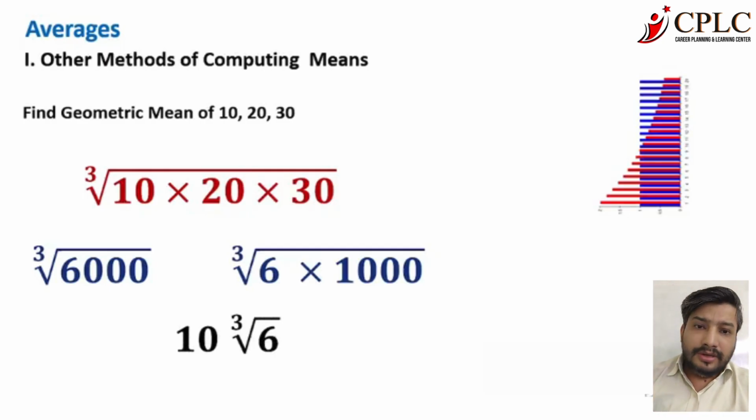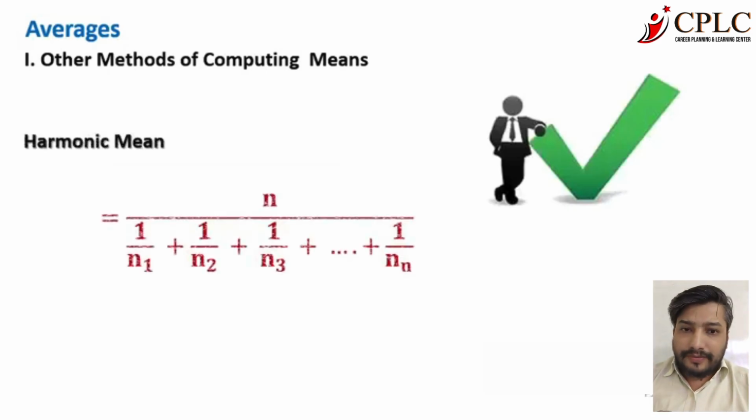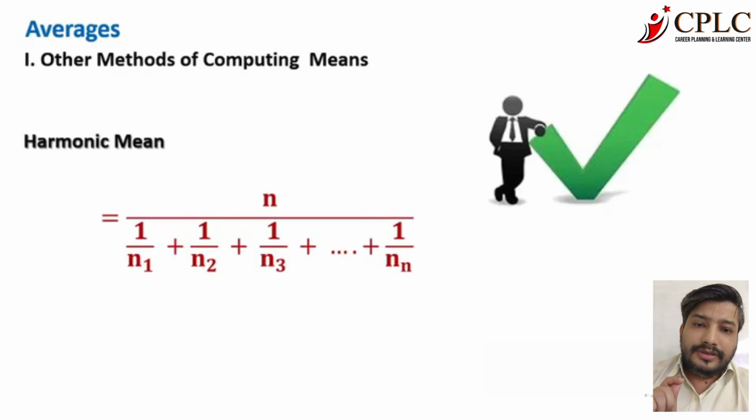So this is about geometric mean. Talking about harmonic mean, again a formula. The formula is n upon 1 upon n1 plus 1 upon n2 plus 1 upon n3 and so on and so forth. Similar philosophy, n1, n2, n3 are the numbers whose harmonic mean you have to find out, and n is the total number of values. So if you have 2 numbers, the value of n will be 2. You have 3 numbers, the value of n will be 3, and so on. So that is what you need to remember. So that is your harmonic mean.